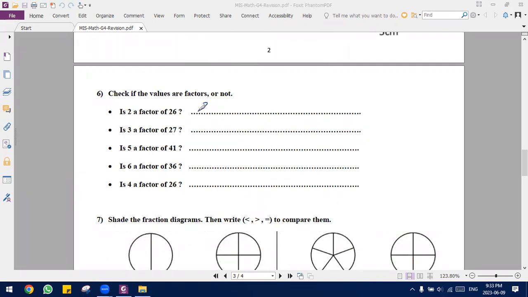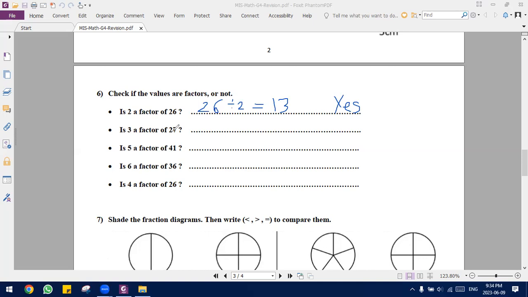You just do 26 divided by 2. You don't have to write the division and write the answer, but you just need to think about it in your mind. So would you get the answer, or will it be something with a remainder? For example, 26 divided by 2 is 13. There's no remainder. So yes, 26 is divisible by 2, which means that 2 is a factor. So we write yes, it is a factor.